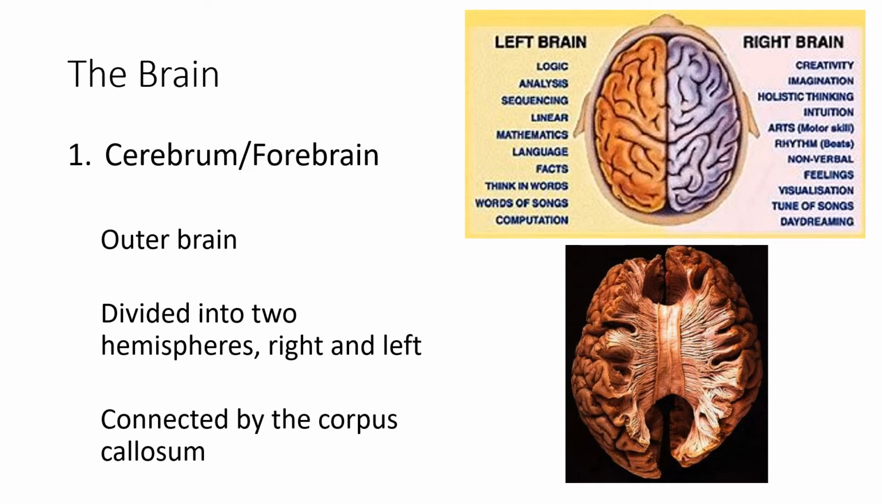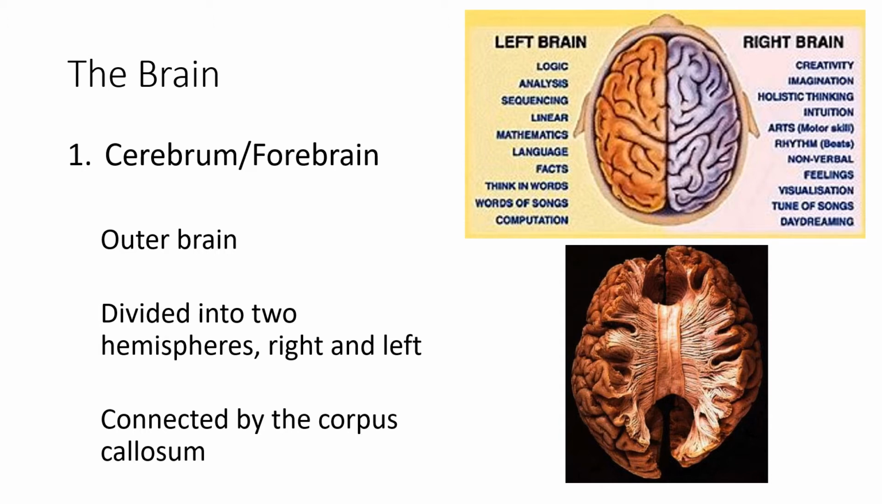It's divided into two hemispheres, the right hemisphere and the left hemisphere, which are connected by the structure called the corpus callosum, which if you look at this picture in the bottom right, it's the kind of firm looking ridge down the center of the brain there. That is the corpus callosum.